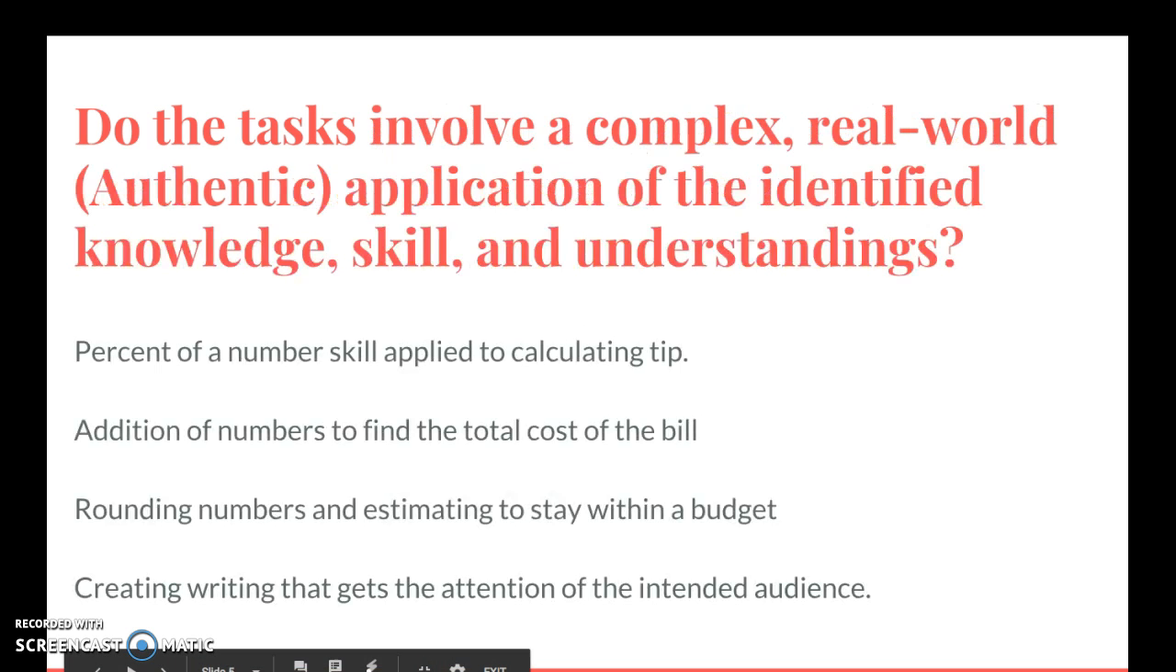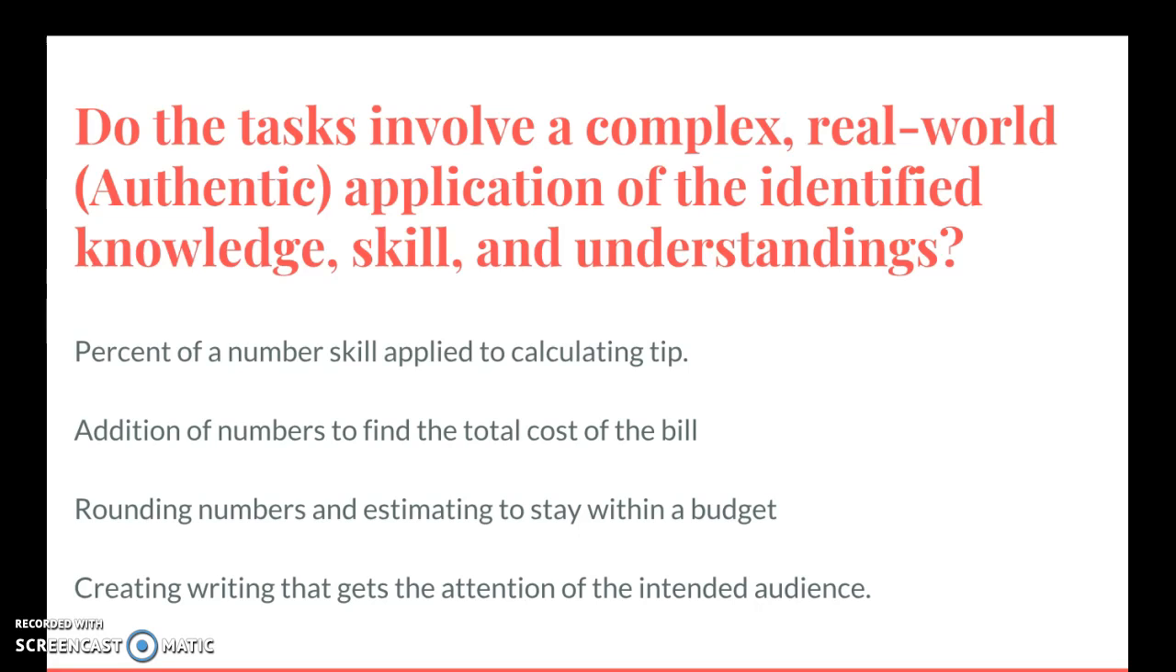Do the tasks involve a complex real-world application of the identified knowledge, skill, and understandings? Yes, they do. Everyone goes to a restaurant or goes to a hair salon or goes to a nail salon and has to learn how to calculate tip. So I think that is a very real-world skill that students need to have. They also practiced adding the numbers to find the total cost of a bill. We all do that every time we go out to eat.